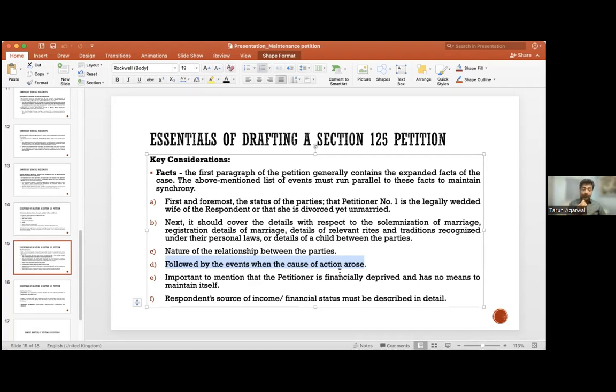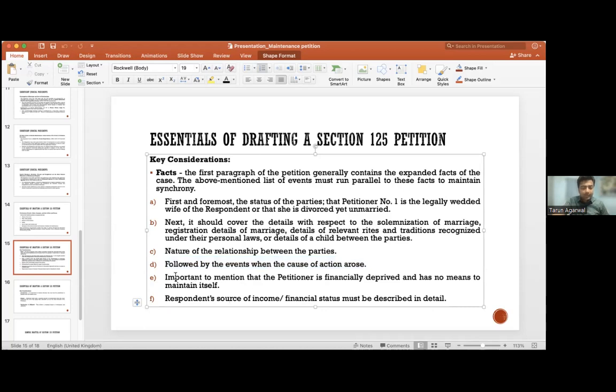Then she was forced to live away from her in-laws' house, which gave her the cause of action to approach the concerned court because she needs maintenance. So this is what the cause of action means.